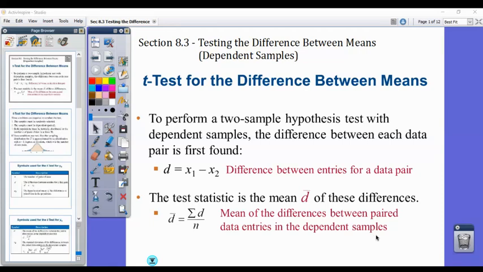Okay, so this is section 8.3, and in this case, it's going to be really similar to 8.2, except this time our samples are going to be dependent. So what does that mean? That means that we are going to have paired data. So the sample data points from one set correspond to points in the second set, okay?